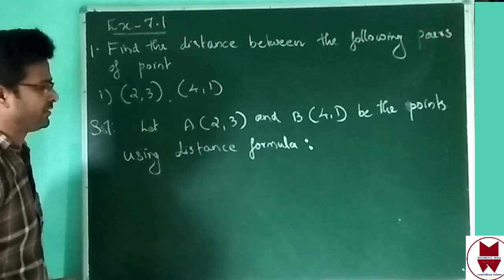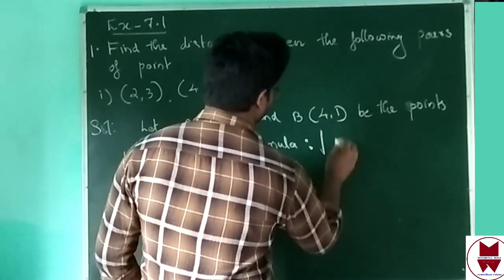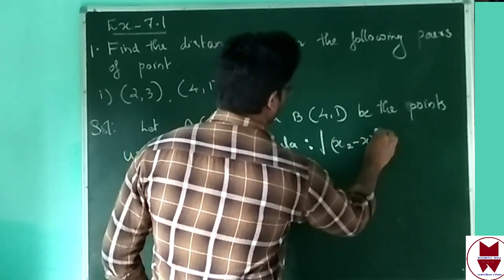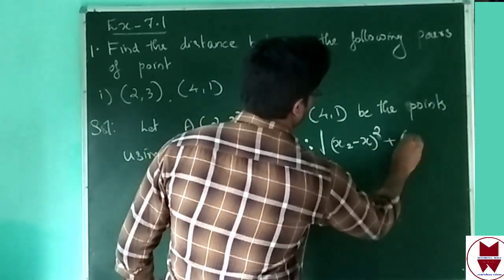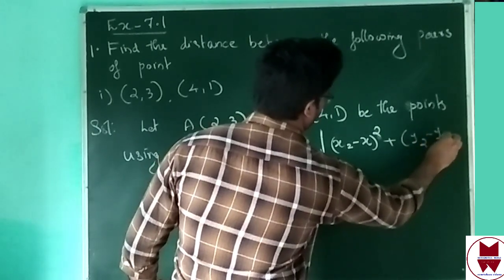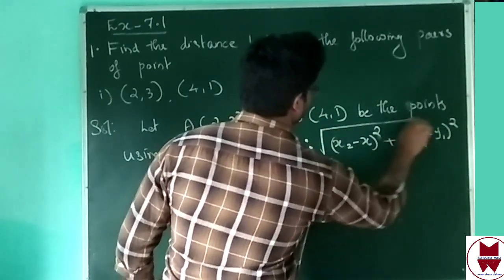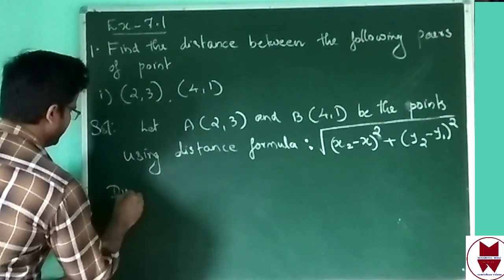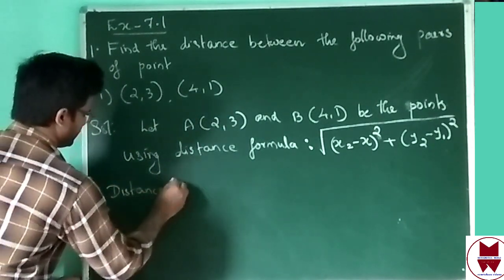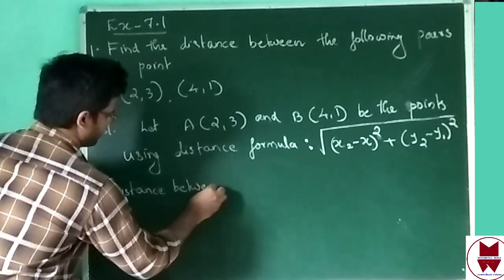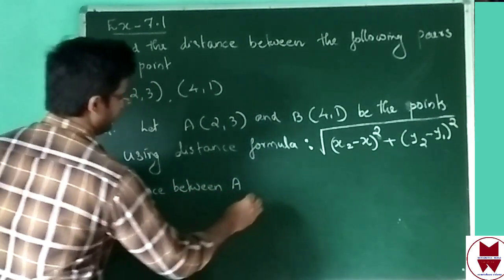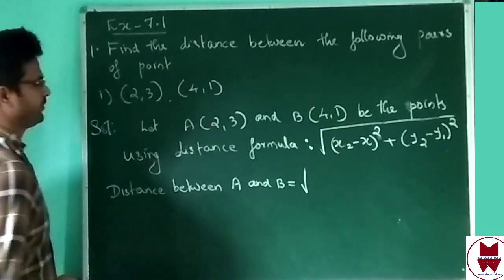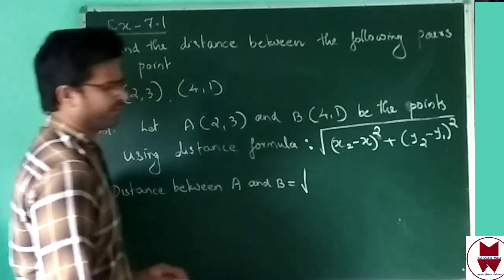We can write that distance formula first. Square root of x2 minus x1 all square plus y2 minus y1 all square. This is the distance formula. This formula we can use: distance between A and B equal to square root of x2 minus x1.